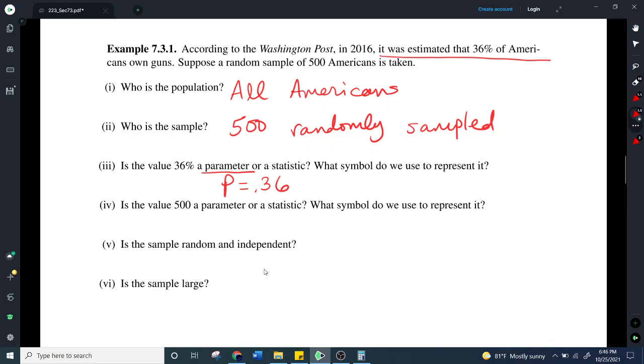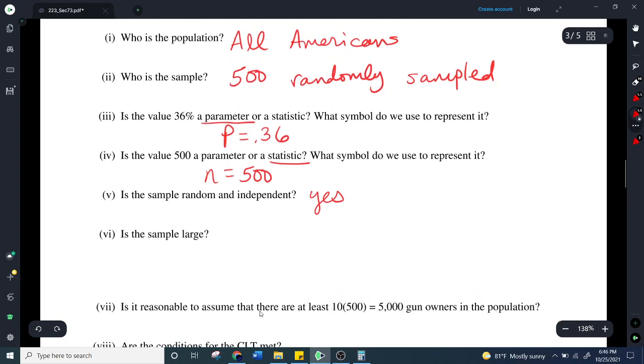Is 500 a parameter or a statistic? So 500 is your n value, right? n is your sample size. That's 500. It's a measurement on the sample, which means it is a statistic. Is the sample random and independent? Yes. As long as I tell you the sample's random, you're good enough to go. Is the sample large? So 500 should be good enough. We don't have to worry too much about that, but let's just go through the motions just to make sure we understand where that's coming from.